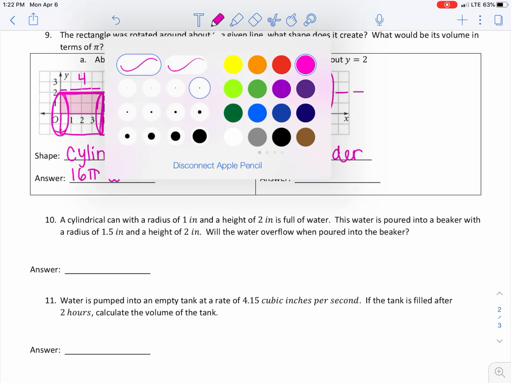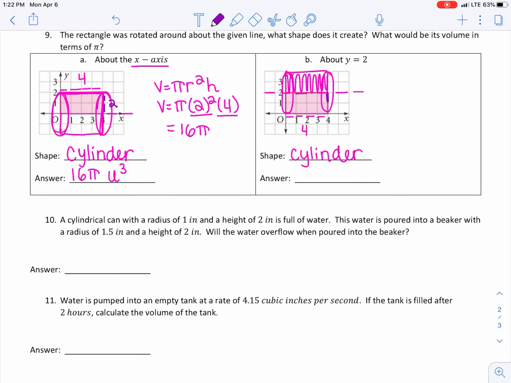Let me go ahead and change colors. It's kind of hard to see. Of 1, 2. Okay, if you notice, part A had a height and a radius that are the exact same. So if their height and the radius are the same, that means the answer is going to be the exact same. So 16 pi units cubed. You could do all the work again, but you're going to show the exact same work you did here in order to get that 16 pi.